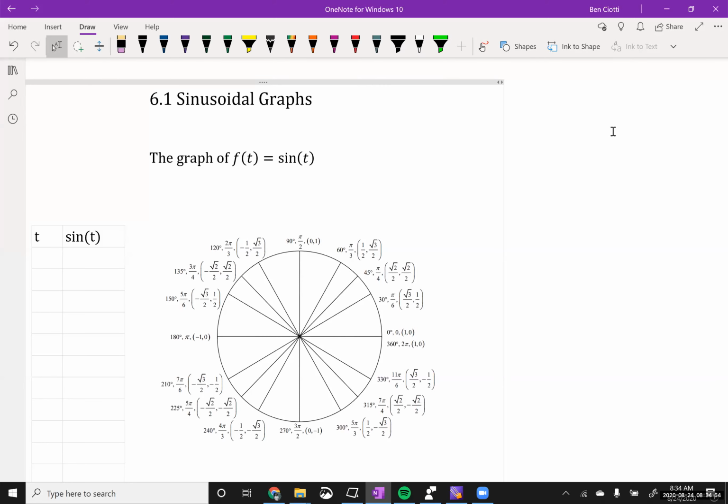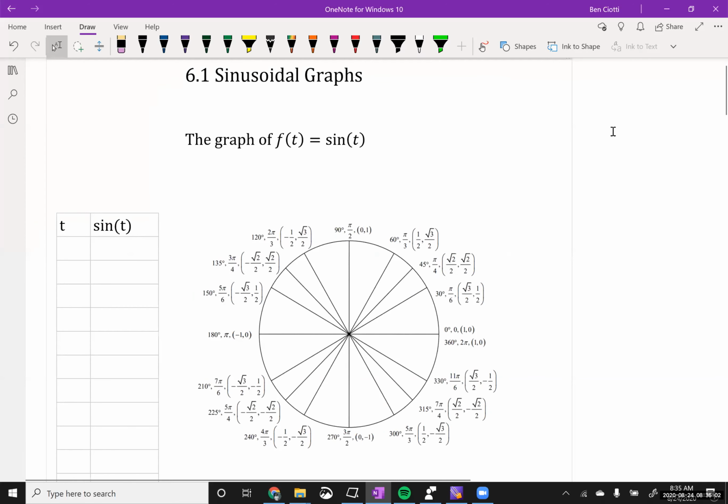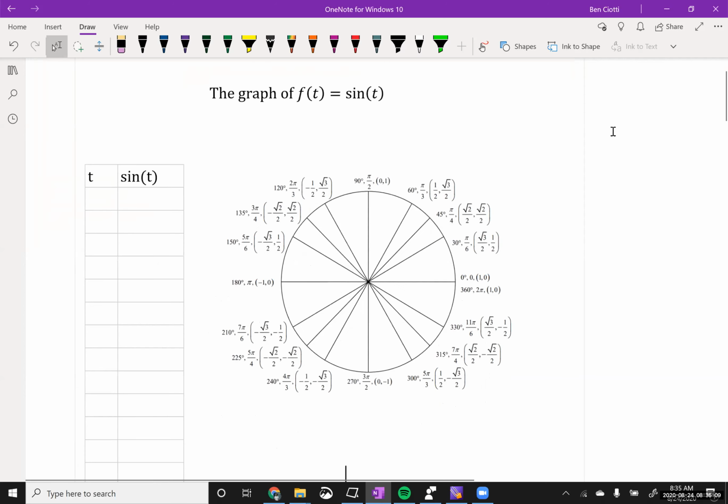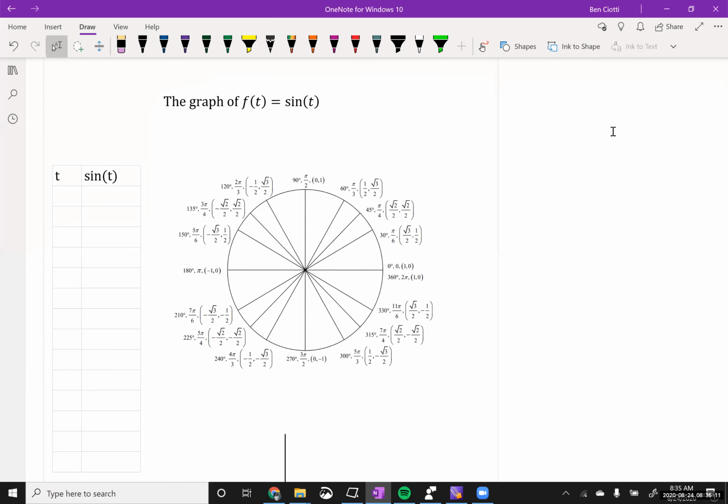Okay, so we've been talking about sine and cosine for a week now. Let's start looking at the graphs of these functions. That's what today's lecture is going to be about. And let's start with sine. So I endeavor to graph sine of t right now.